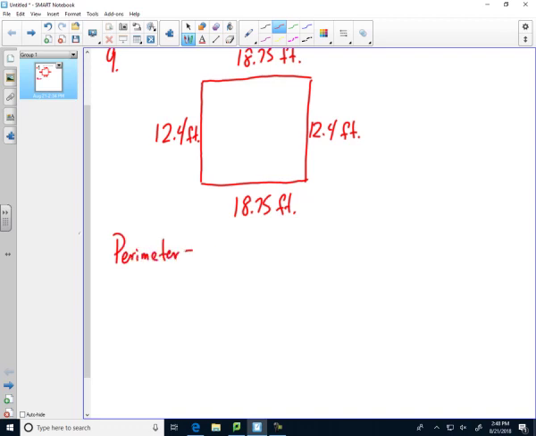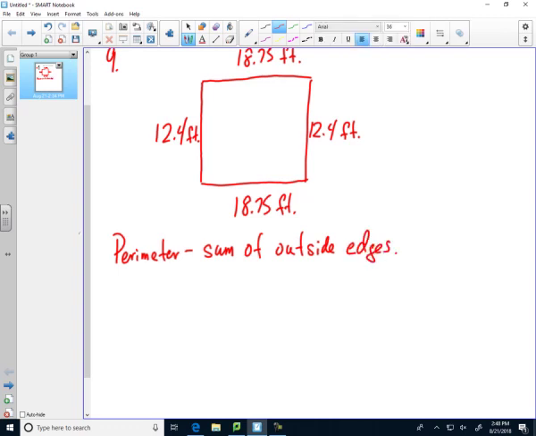Perimeter? How about sum of outside edges? You like that? I can live with that. So the perimeter of this one would be 12.4 plus 18.75 plus 12.4 plus 18.75.